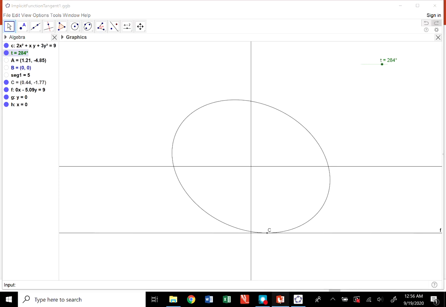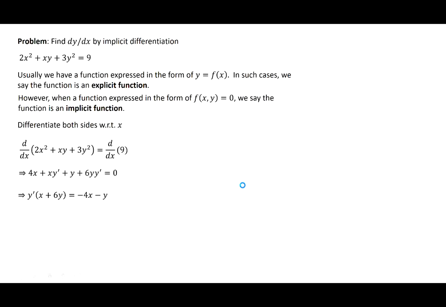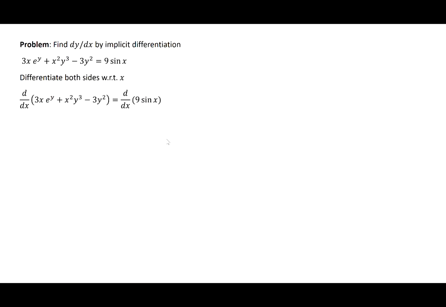With that, where are you? Okay, we went through all of that. Cool. Let's look at another problem. Again, find dy dx by implicit differentiation. Any idea what we need to do? Yep, take the derivative of both sides with respect to x, or differentiate both sides with respect to x. So d dx of the left hand side equals d dx of the right hand side. Cool. First term. Can you tell me what the derivative of the first term would be?